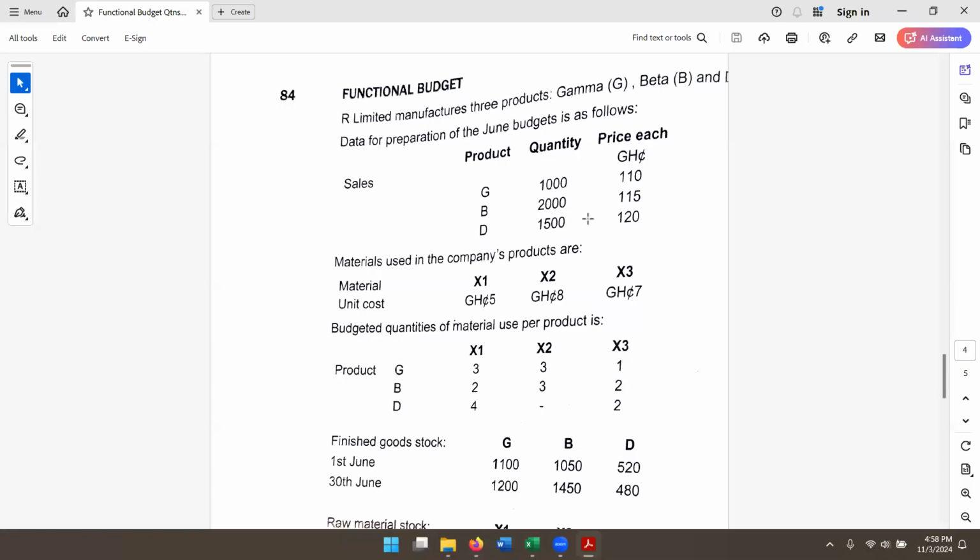All right, thank you very much. So I want us to quickly look at this question under functional budget. Question 84, functional budget. R Limited manufactures three products, gamma, beta, and then the other which starts with D.